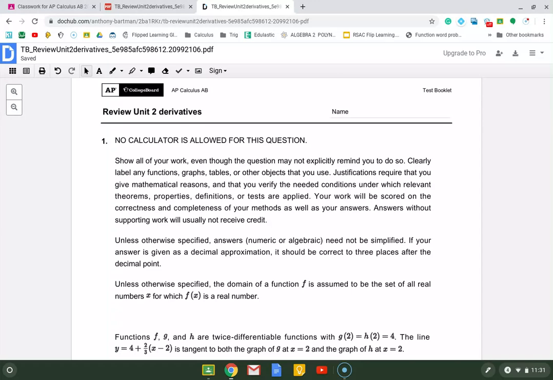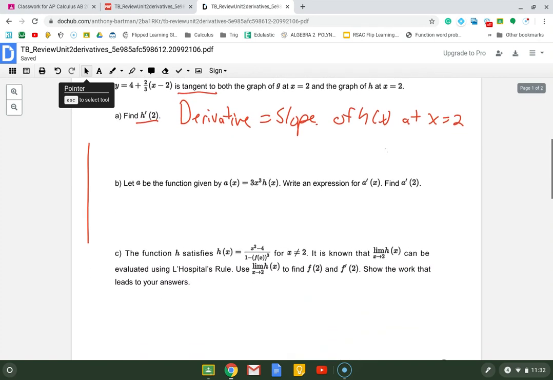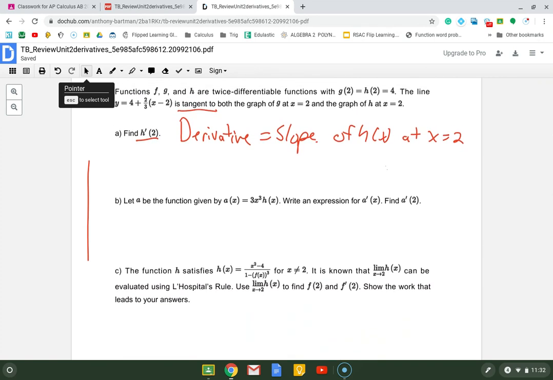Okay, so for part A, it says find h prime of 2. So h prime, we're looking for the derivative. And when we say derivative, we're really talking about slope. So what you need to do is look for the slope of h of x at x equals 2. There's something in here, tangent line, that should hopefully help you find the slope at that point. So that will hopefully help you for part A.